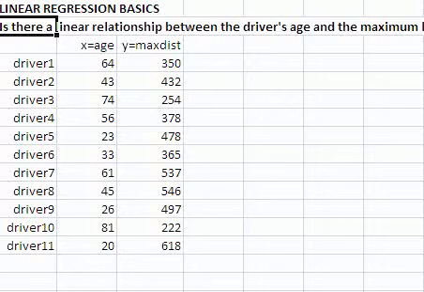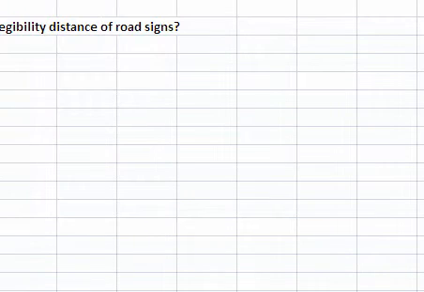Regression basics. Sample data, driver's age, and the maximum legibility distance of road signs. Research question: is there a linear relationship between the driver's age and the maximum legibility distance of road signs?